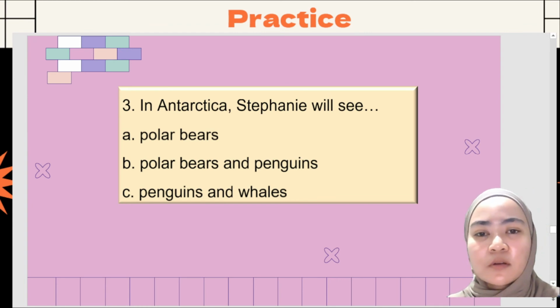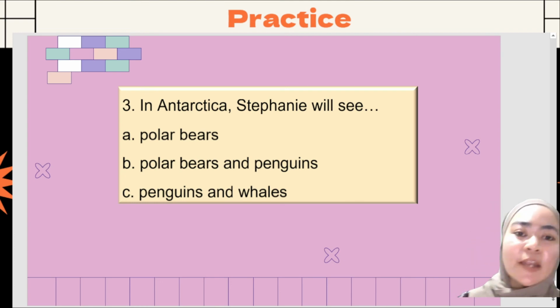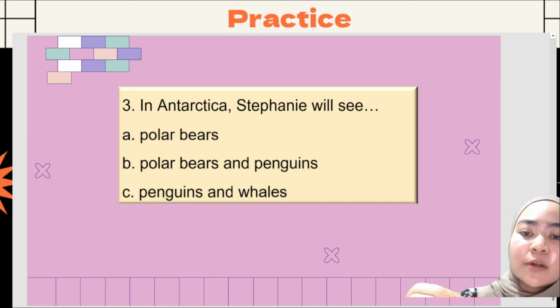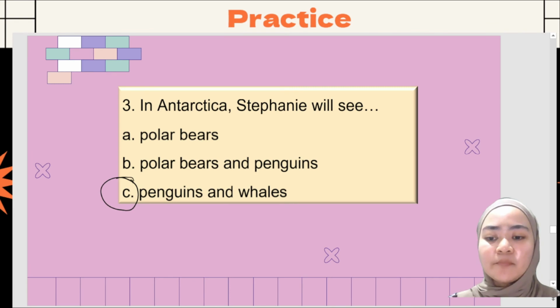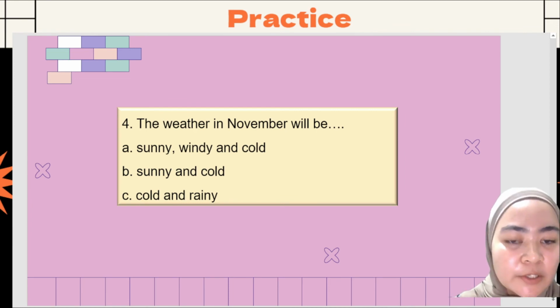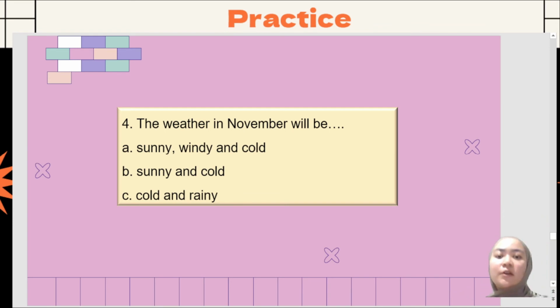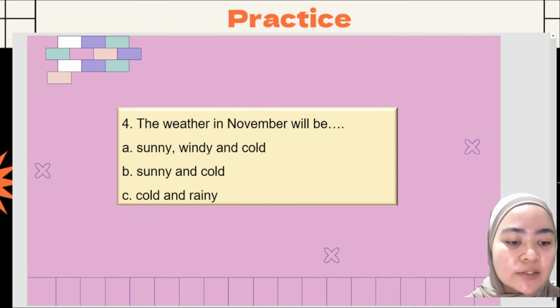Read the question first. In Antarctica, the penguin will see penguins and whale. Penguins and whale. Good job. Okay, so number three is C. Okay. So next, number four. Thank you, Putri Batrisha. Okay, next, can I have Shahira Awatif to read the question to your friend as well as the answer?